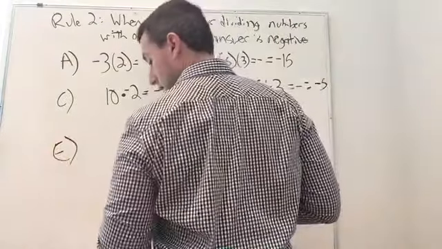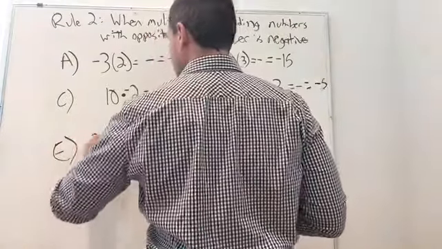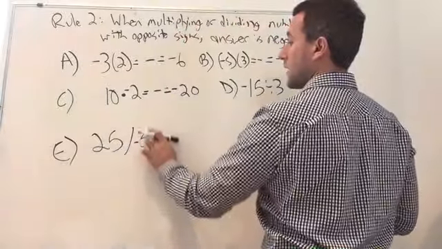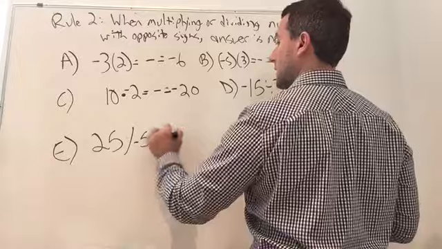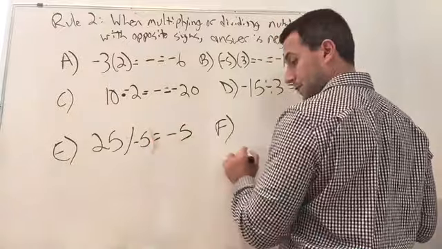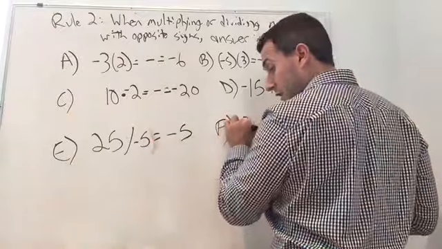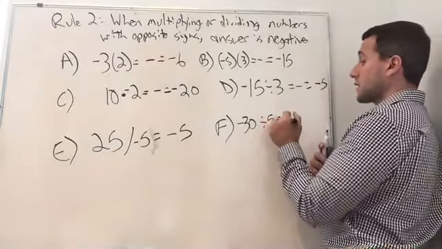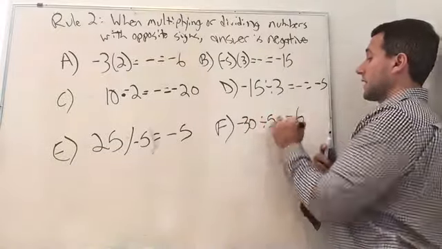E, 25 divided by negative 5. Positive divided by a negative is going to be negative 5. And the last one, negative 30 divided by 5. Negative divided by positive is going to be a negative, so that's a negative 6.